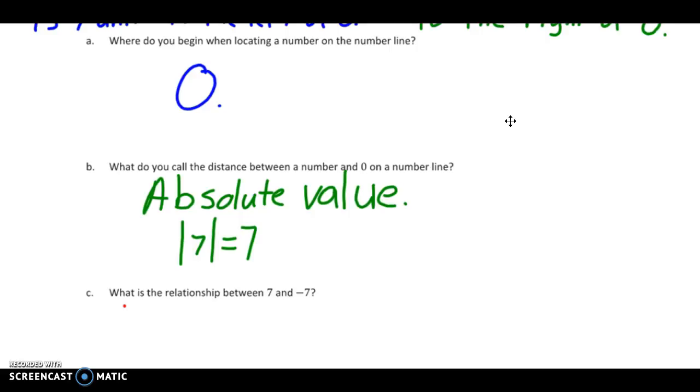How far is 7 from 0? Well, of course, a positive 7 will be 7 units from 0. Interestingly enough, if we apply this to a negative value, again asking ourselves what the distance is from 0, well, negative 7 on a number line is still going to be 7 units from 0. If we're talking about an absolute value, the direction is not important. The only thing that matters is how far it is from 0. So a positive 7 and a negative 7 have the same absolute value, which brings us to letter C.